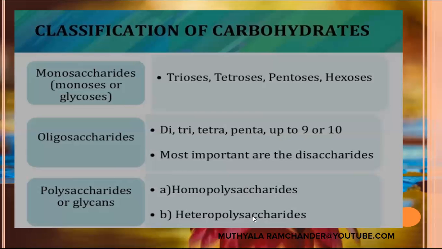Heteropolysaccharides means there are different types of saccharide molecules, such as glucose molecules and fructose molecules, present in the formation of the polysaccharide. That means the polysaccharides are made with different types of carbohydrates, like fructose, glucose, galactose. These are present in the heteropolysaccharides. It is a general classification of the carbohydrates.